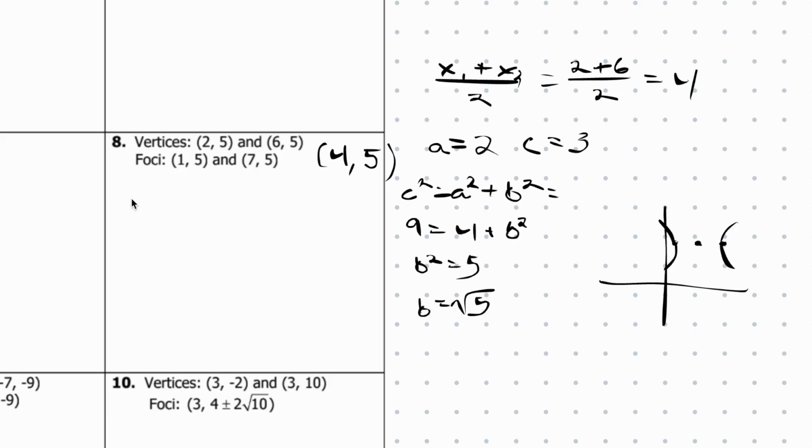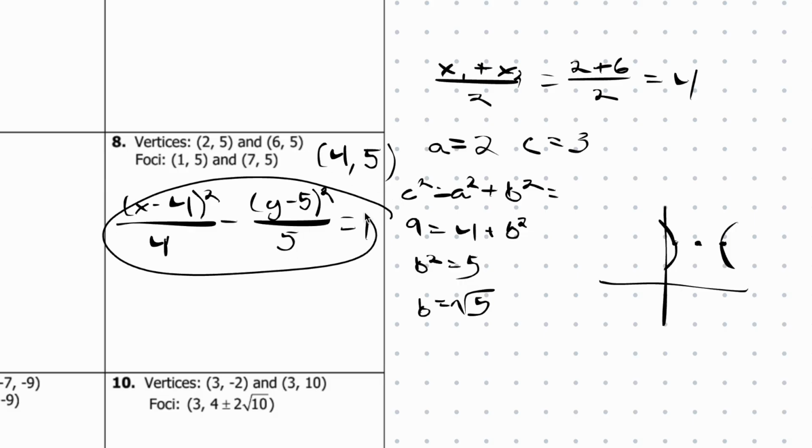And so that means we're going to have our x term first. So we do x minus 4 squared over a squared, which is 2. So 2 squared is 4. So over 4 minus y minus 5 squared over our b value, b squared, which is equal to 5. So over 5 equals 1. That's our equation.